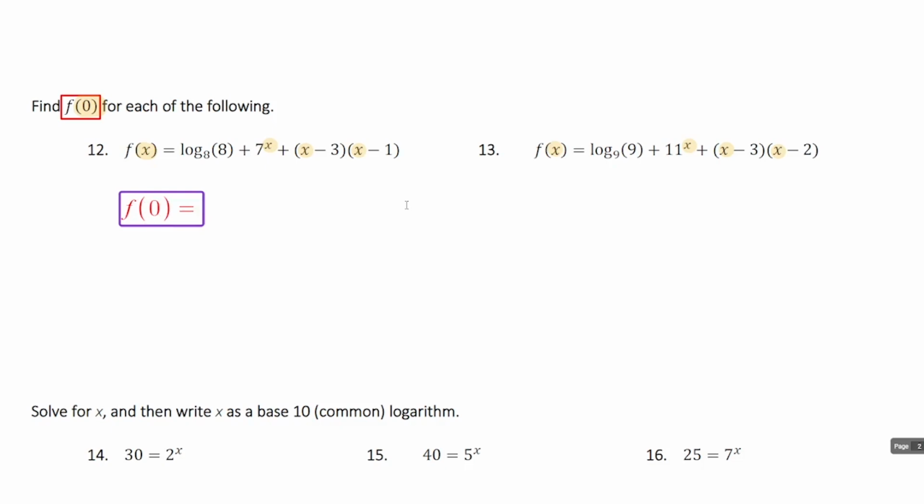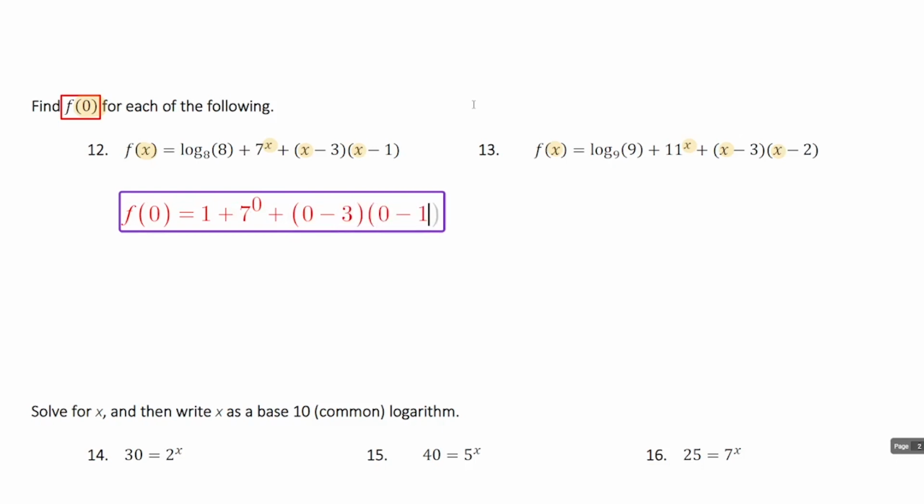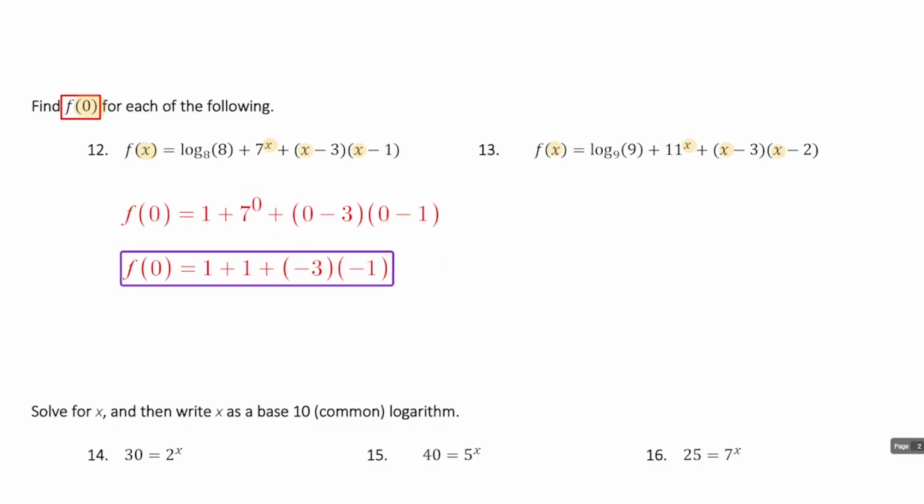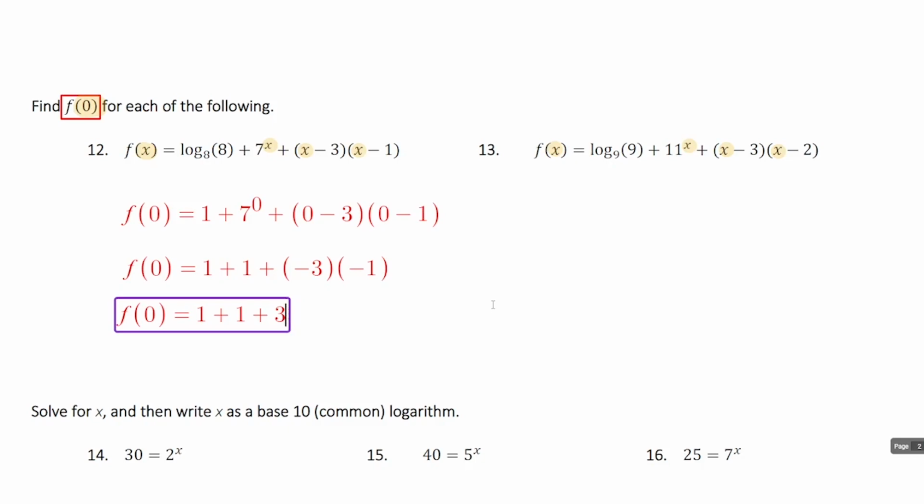Log base 8 of 8 is just going to be 1 because 8 to the first power is 8. And then we have plus 7 to the 0, I'll simplify that on the next step, plus 0 minus 3 times 0 minus 1. Now anything to the 0th power, other than 0 of course, is going to be 1. So 7 to the 0 is 1. 0 minus 3 is negative 3, and 0 minus 1 is negative 1. Negative 3 times negative 1 is positive 3. So now we've got 1 plus 1 plus 3. So that's 2 plus 3, that's going to be 5. So f of 0 is 5 for number 12. So really we're just taking the 0 and plugging it into all the x's and then evaluating.